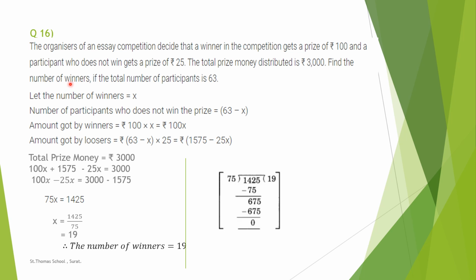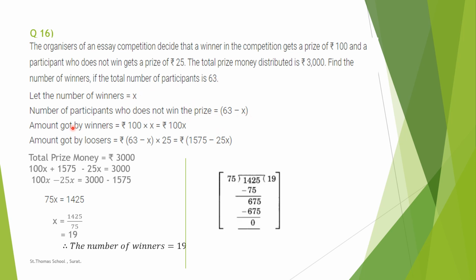Is it clear? Now, let the number of winners be x. So total number of participants is 63. So number of participants who do not win the prize: number of winners is x and participants are 63. So how many participants do not win the prize? 63 minus x. Is it clear?